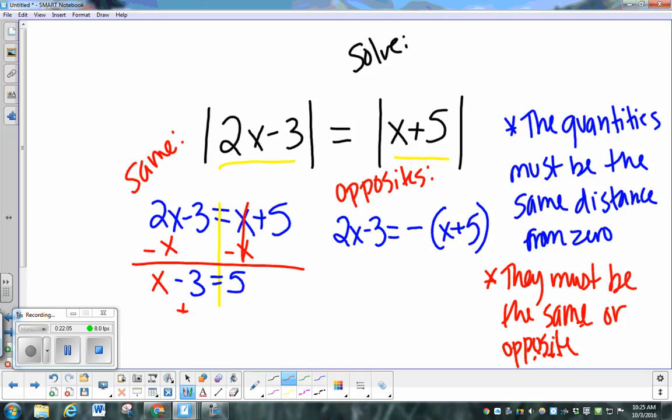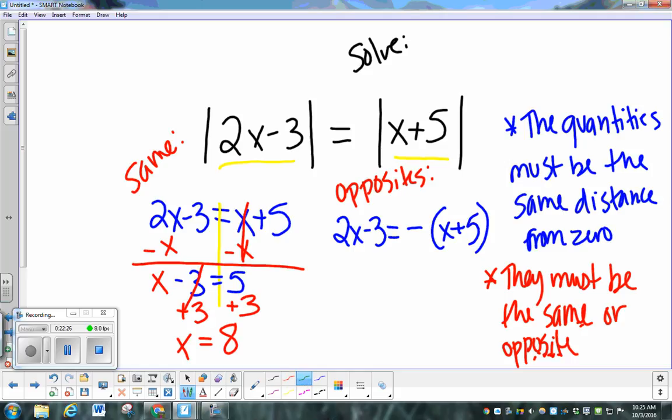Then we just add 3 to each side. So x is 8. Let's check: 2 times 8 is 16, minus 3 is 13, and the absolute value of 13 is 13. On this side, 8 plus 5 is 13, and the absolute value of 13 is 13. So that made it work.